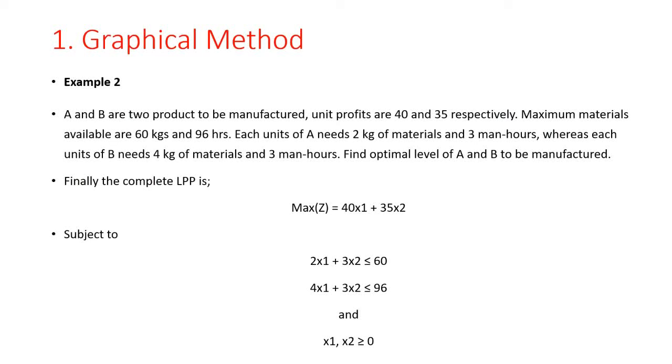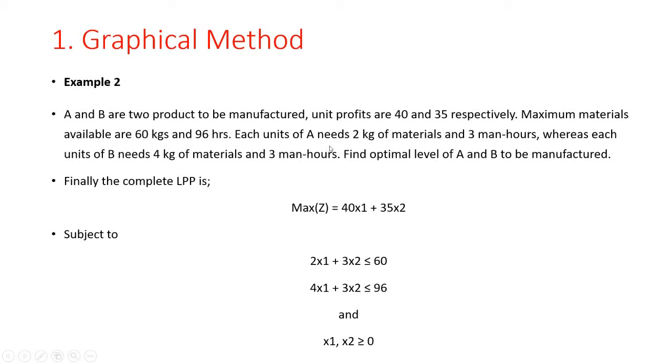Okay, so this is the second example. Here A and B are two products to be manufactured. Unit profits are 40 and 35 respectively. The maximum materials available are 60 kgs and 96 man hours.